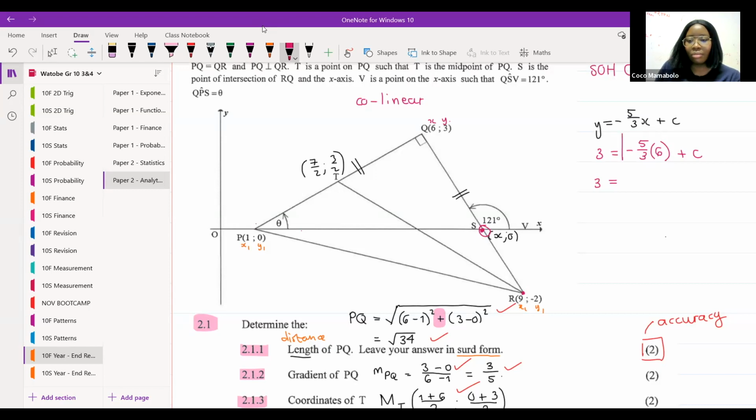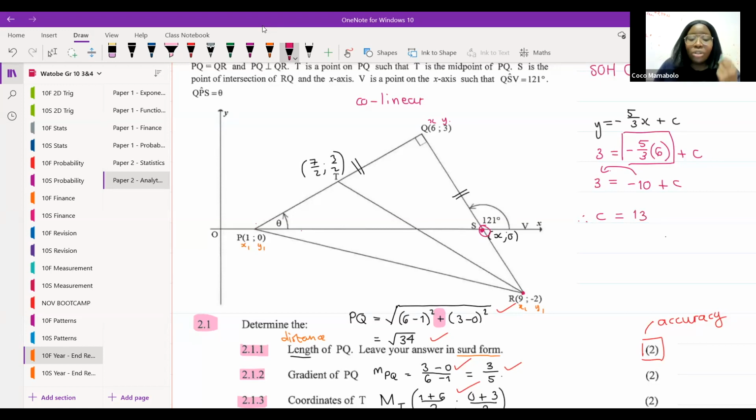Okay, so 3 equals negative 10 plus c. I want to solve for c. What do I need to do with this negative 10? You take it to the other side and it becomes a positive 10. Correct. And then you add it to 3, and c becomes equal to... how much is c going to equal? 13. Beautiful, we found c.